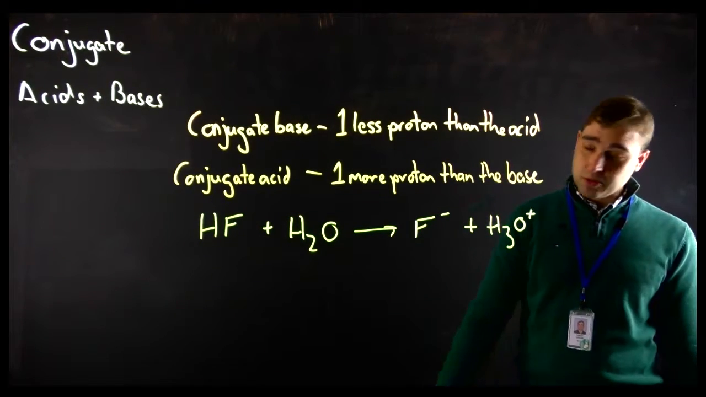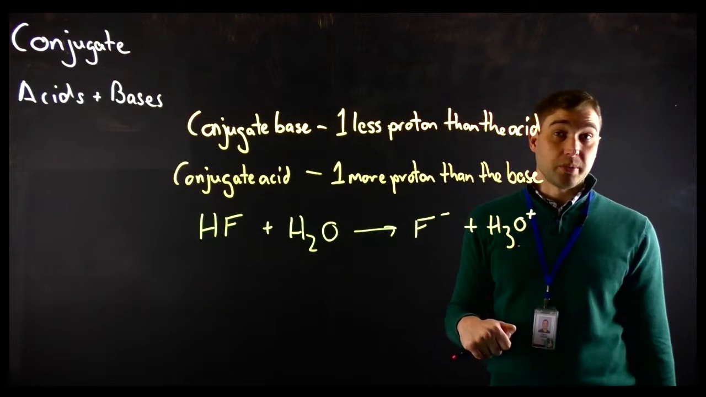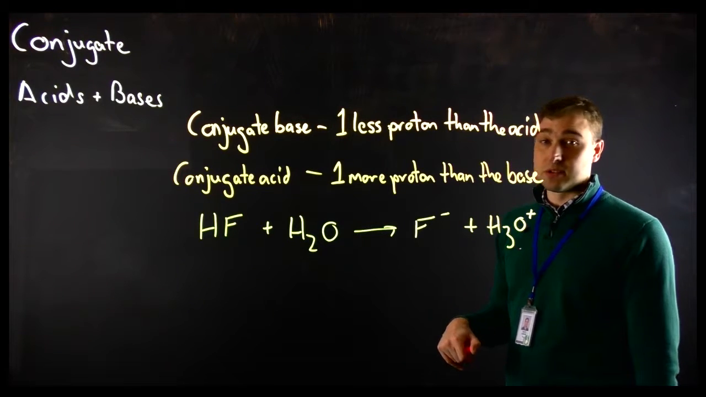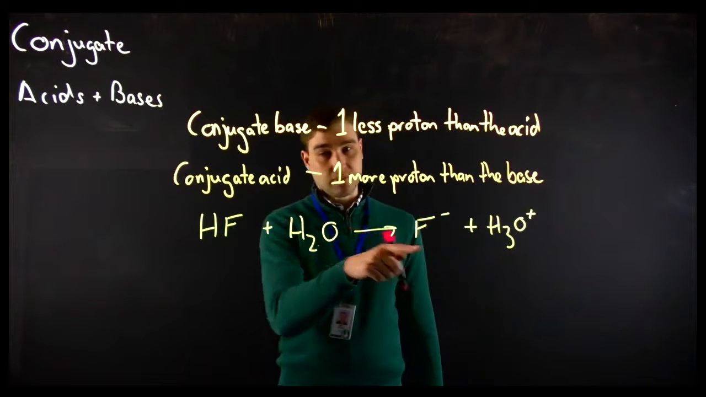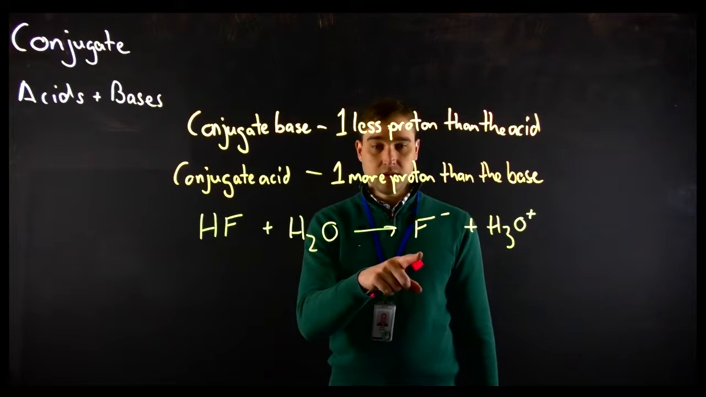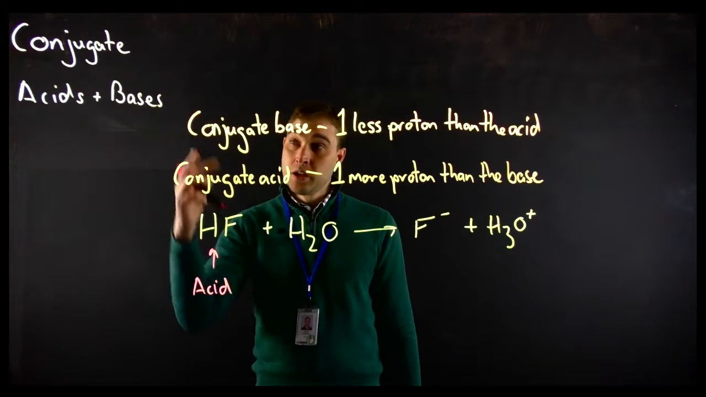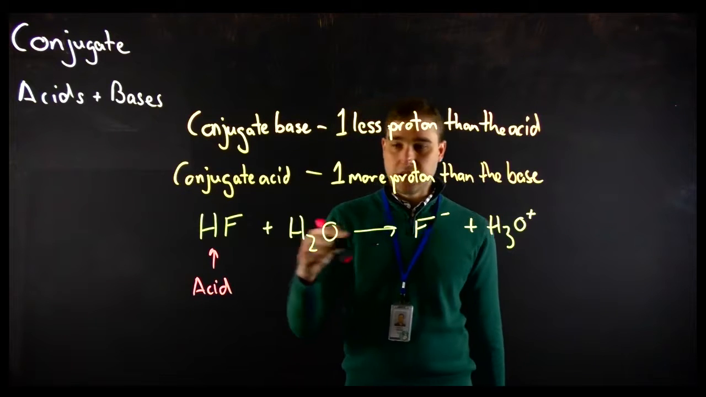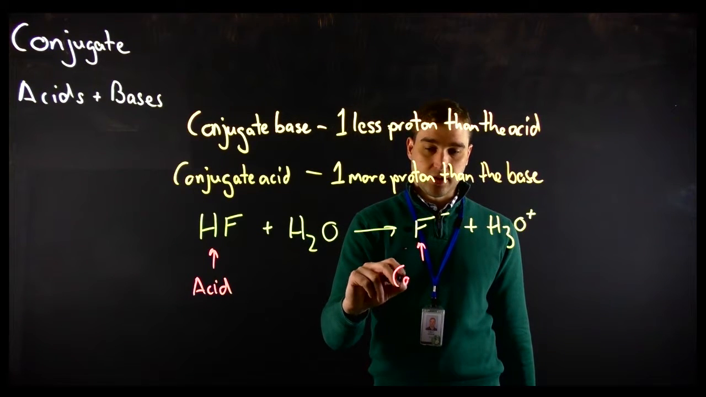So let's look at the example here where we've got hydrofluoric acid reacting with water, producing fluoride ions and hydronium ions. We're going to start by identifying what our acid is. We need to find something that's lost a proton. So if we look at hydrofluoric acid over here, we can see that it's lost a proton. We've got one hydrogen atom here, no hydrogen atom there. So this is our acid. If we follow our simple rule, we can see that the conjugate base has one less proton than the acid. So if we look at our fluoride ion over here, that's going to be our conjugate base.